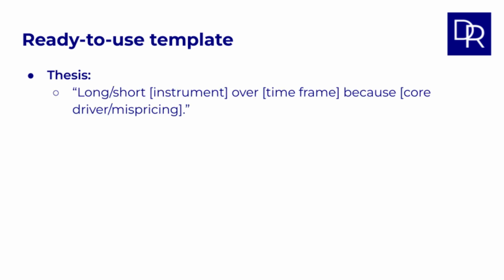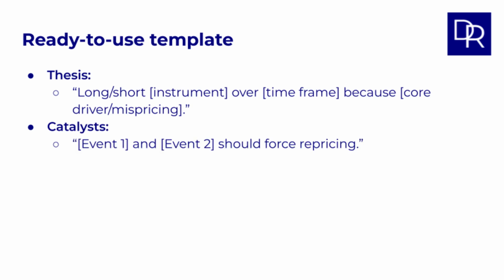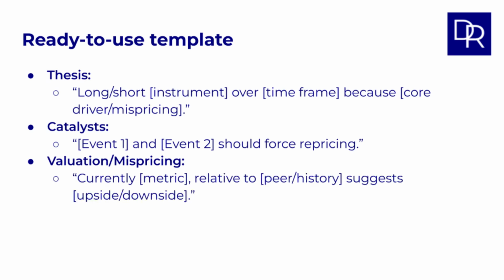So we start with the thesis. Go long or short some instrument, maybe use relative value, over some time frame because, and then you list the core driver or the reason for the mispricing. Then the catalysts: event 1 and event 2 should force the repricing. Then valuation or mispricing: currently, some metric relative to maybe peer or history suggests upside or downside. Then include the risks and the mitigation.